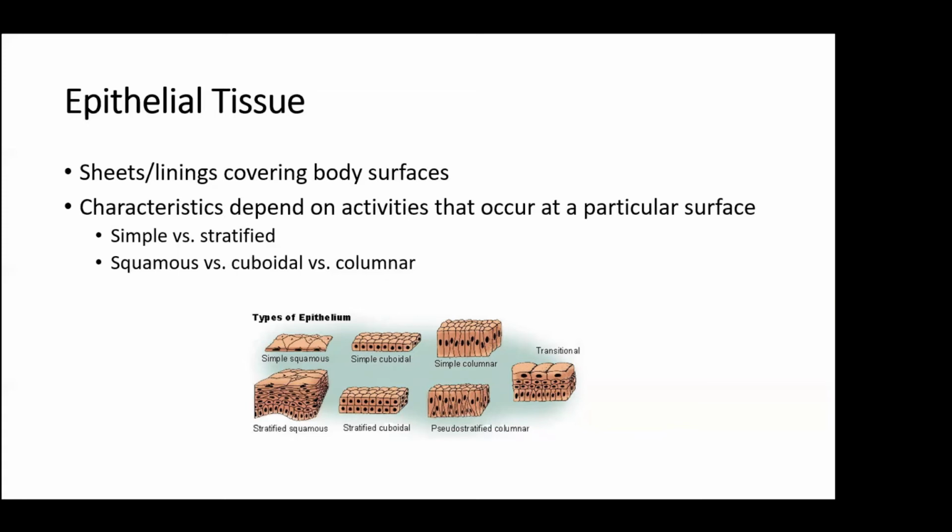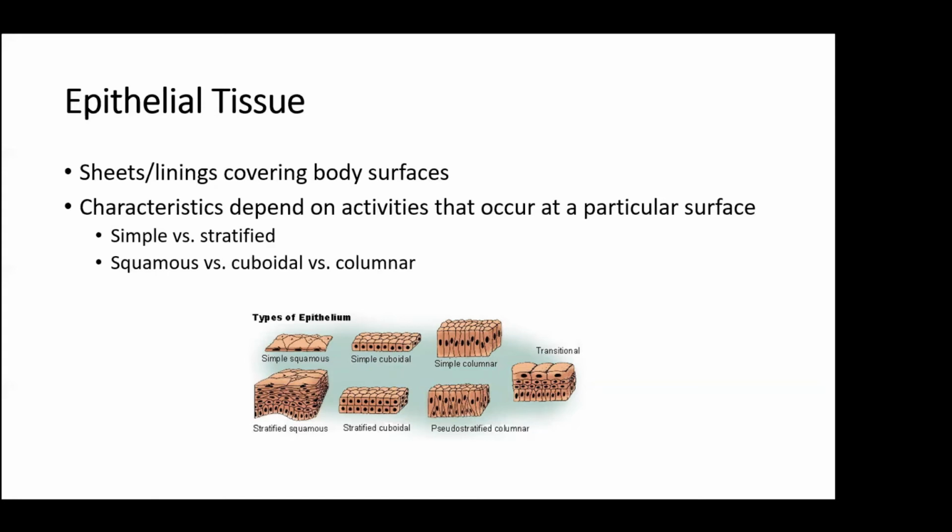So we're going to see a bunch of different types of epithelial tissue. There are 2 fundamental ways we look at epithelial tissue. One is that we look at the number of layers, and the other is that we look at the shape of the cell. So we'll see that we have both simple and stratified epithelium, which just refers to the number of layers that we see among those cells.